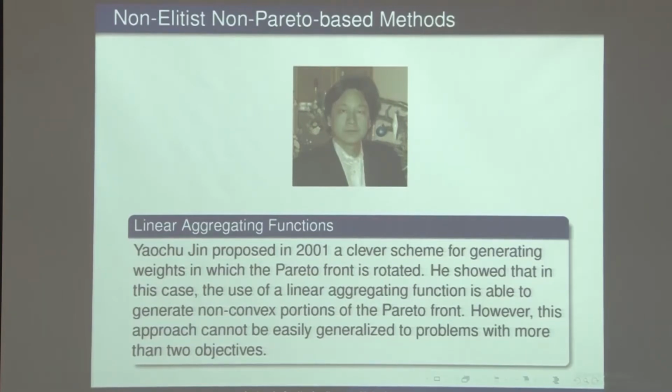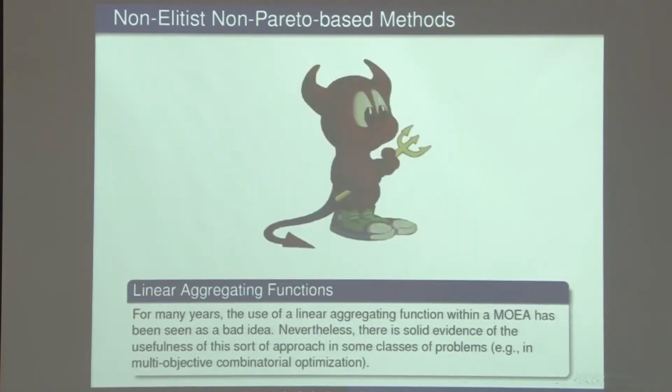Of course, this cannot be generalized. He did it for 2 objectives, then for 3, and that's it. Then he dropped this idea. Over the years, linear aggregating functions, as I told you, became the closest thing to the devil.